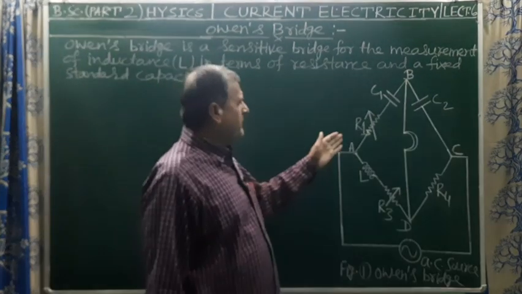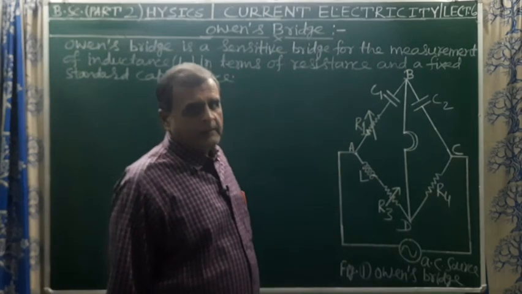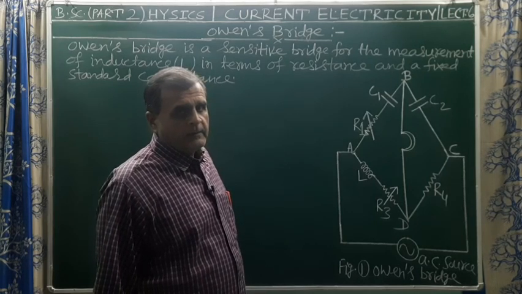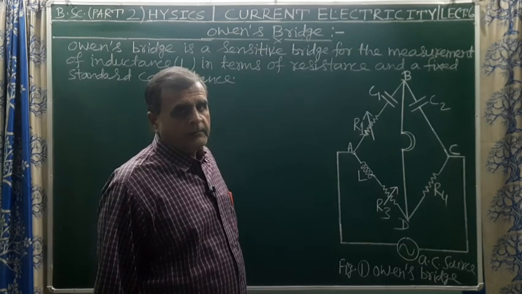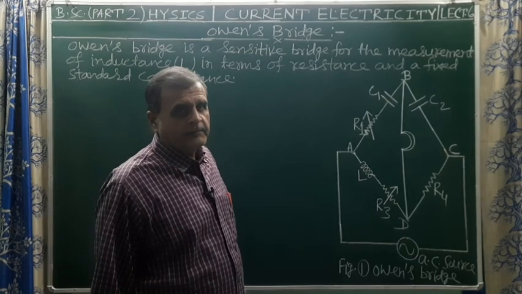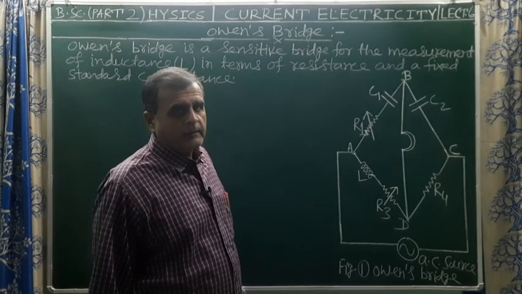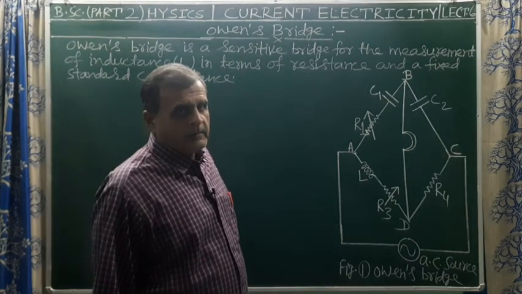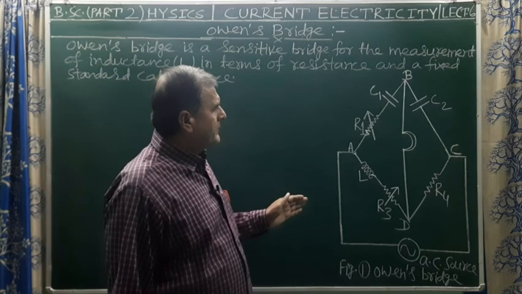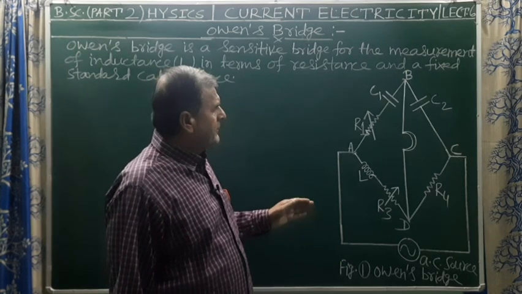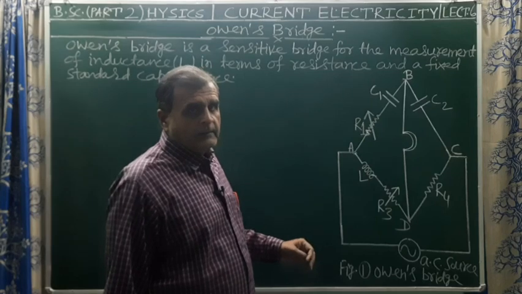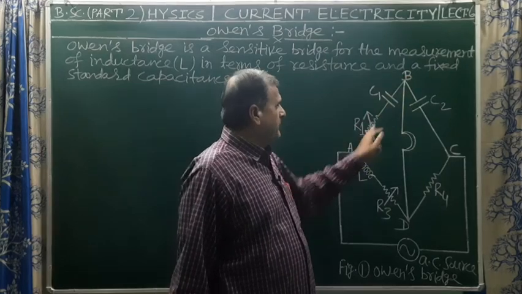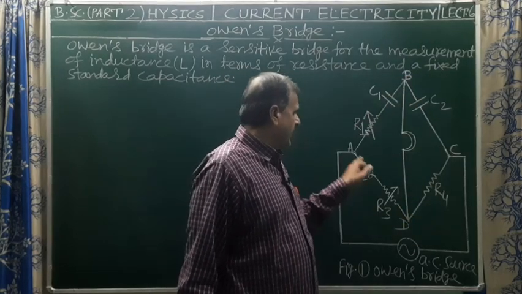The construction of Owen bridge is similar to a Wheatstone bridge, which consists of four resistances in four arms. Similar to a Wheatstone bridge, Owen bridge also consists of four arms: AB, BC, CD, and AD.